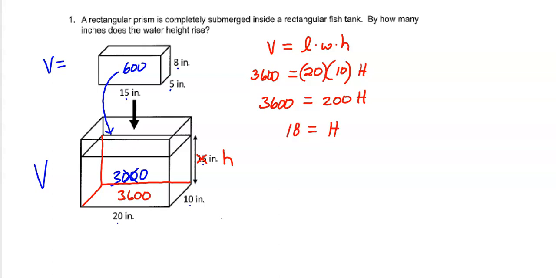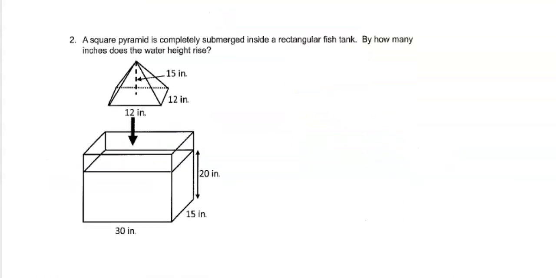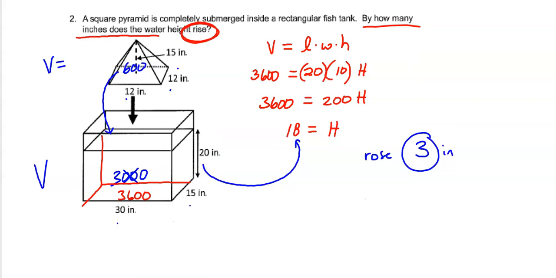Now, that's not the answer because it says, by how many inches does the water rise? So we need to kind of look at what it used to be. So we went from 15 up to 18. So the answer is it rose 3 inches. So that's how much we went up. There are other ways to do that problem, but I think that one is the most straightforward. So similar idea for number 2. I'll go a little bit quicker.